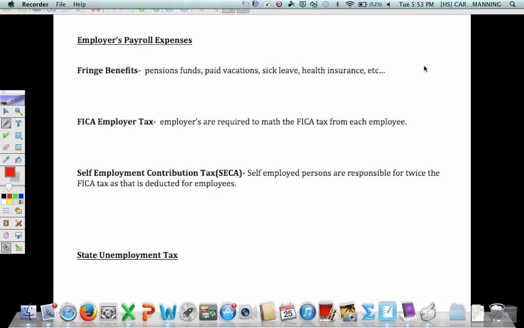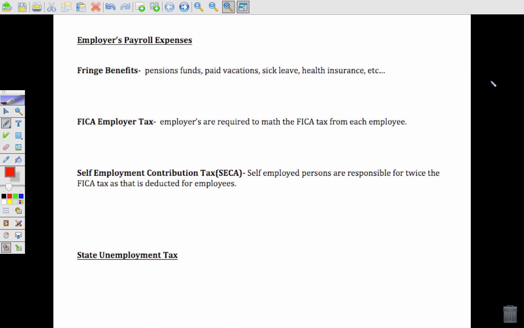Here, what we're going to be looking at is the expenses that the employer will pay for you being an employee for them. They're called employers' payroll expenses, and this is section 3, chapter 9, section 3. You can find these notes towards the back of the packet that I gave you in class, and we're going to look at all the different things that employers will do.